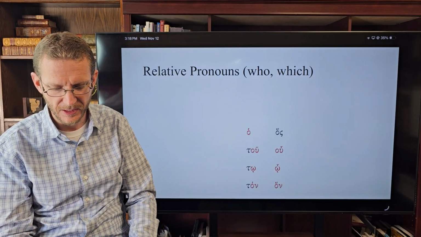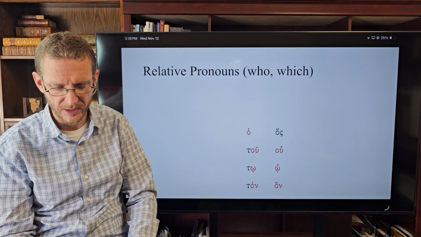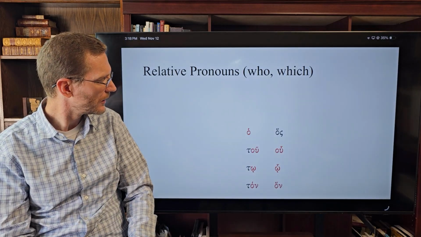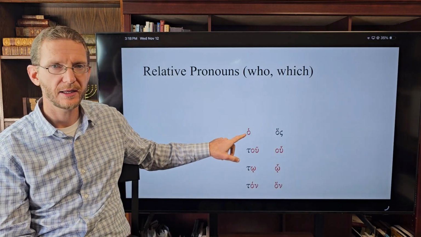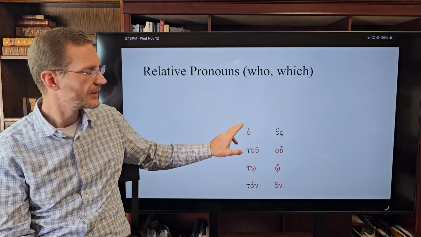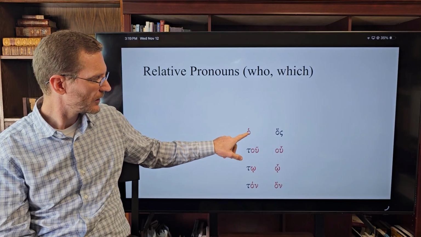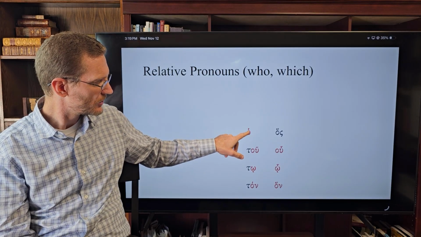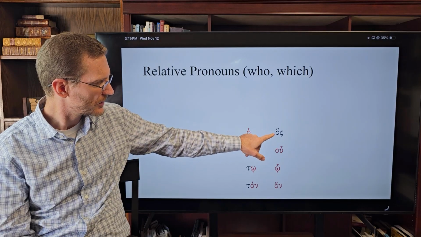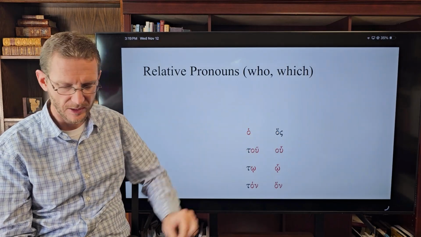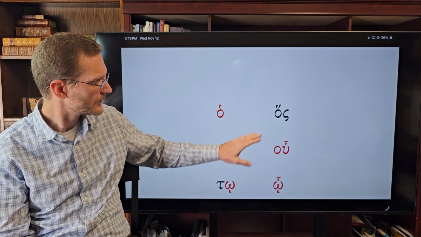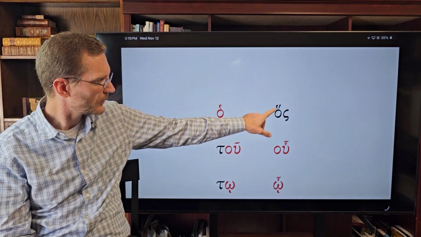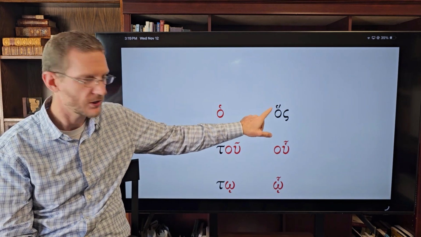All right, here we have a chart, and we can see that ha is a relative pronoun. No, this is the definite article, one rough breathing mark, but then no accent mark. So this is just the definite article. But we can see over here we have the relative because it has the accent mark plus that rough breathing mark. So two marks. So here's a relative.